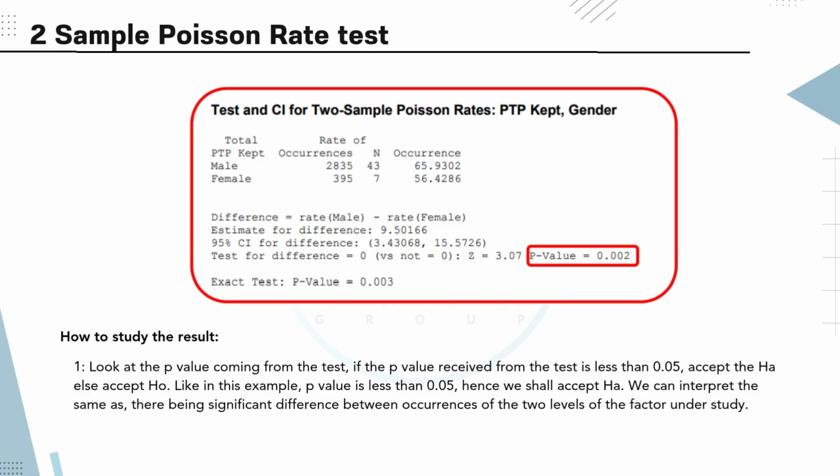Also observe the confidence interval for the difference. Here, the 95% confidence interval ranges from 3.43 to 15.57, which does not include 0, further supporting the conclusion that the rates are significantly different. In summary, p-value less than 0.05: significant difference. CI does not include zero: strong evidence. So, we conclude that gender does significantly affect the outcome being measured.